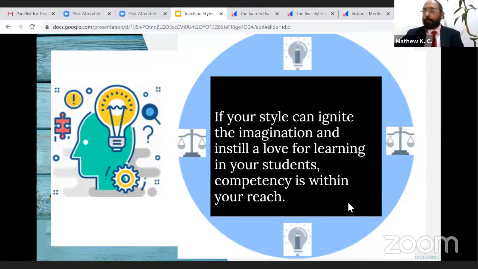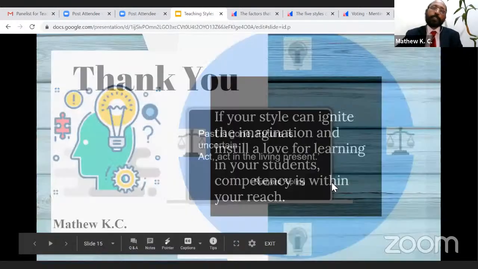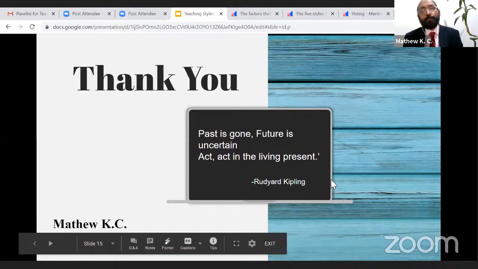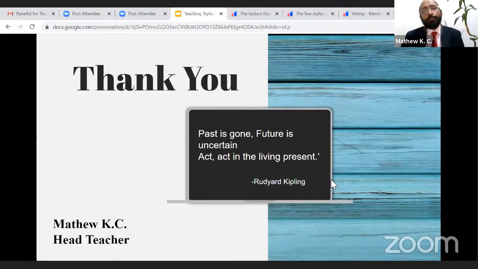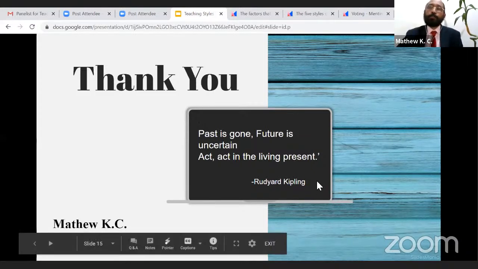In that case, we will be achieving the target that we want, and our teaching style also can be a successful one. With this, I would like to conclude my session, and also with a beautiful thought given by Rudyard Kipling, a famous English essayist and poet. The quote goes like this: past is gone, future is uncertain. Act in the living present. So thank you very much. Thank you, ladies and gentlemen, for your patient hearing. And over to Mr. Austin.